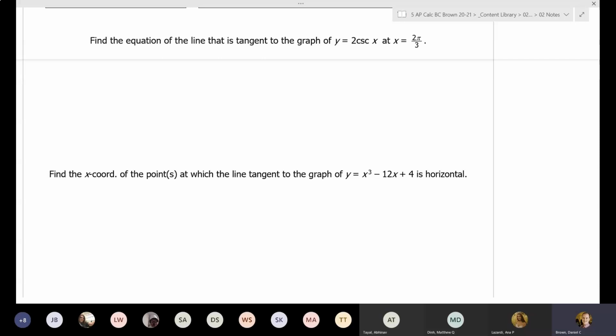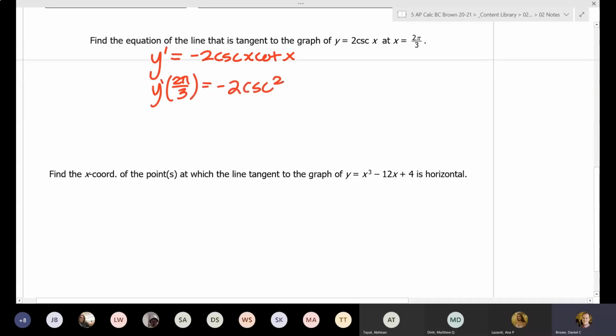So first, remember, if you're ever being asked to find the line tangent, you do need to have the point and a slope. Take the derivative first before you do any substitution. So I have the derivative of 2 cosecant. We know the derivative of any of our co-trig functions are negative, and the derivative of cosecant is the product of cosecant and cotangent. To find the slope at 2 pi over 3, you want to plug 2 pi over 3 into the derivative.